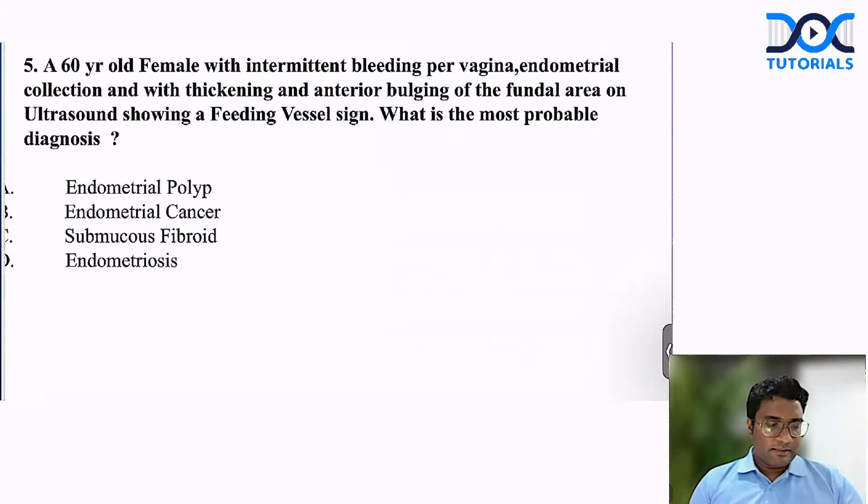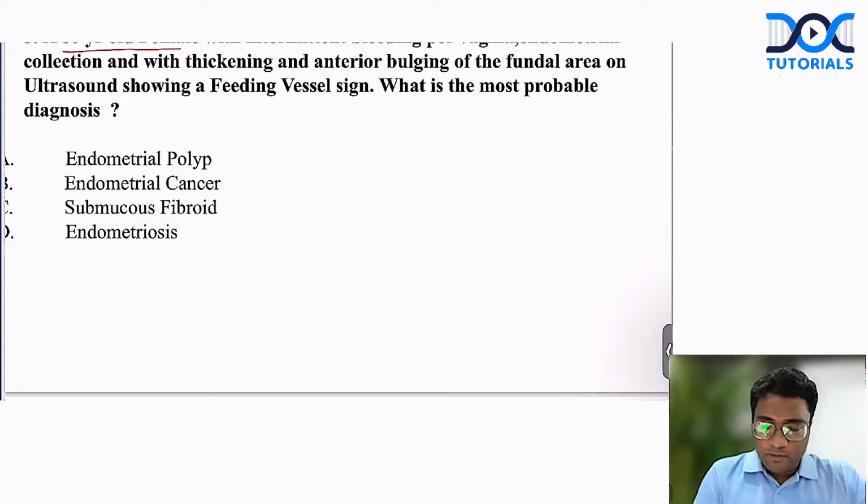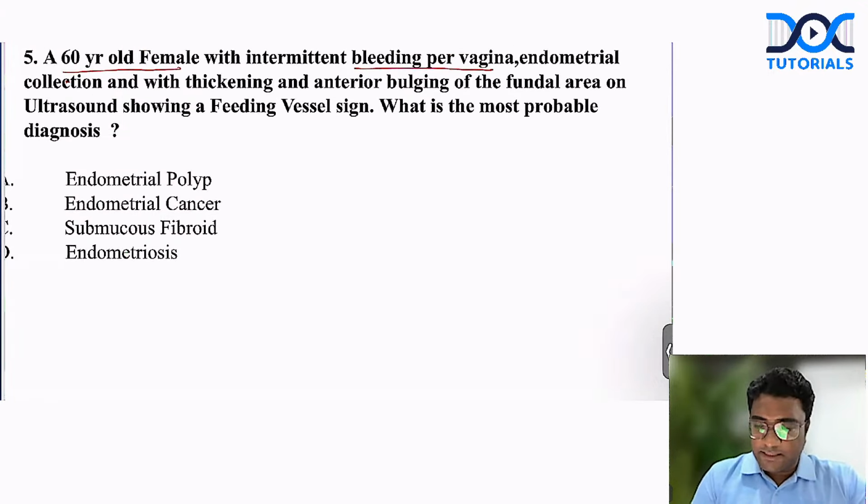Try to answer this. What did you mark for this? A 60-year-old female with intermittent bleeding per vagina. So it's an elderly female. She was having bleeding per vagina. Endometrial collection and thickening is seen with anterior bulging of the fundal area on ultrasound with a feeding vessel sign. What is the most probable diagnosis? So there's an anterior bulging, a focal bulge, and a feeding vessel sign. What did you mark this as?